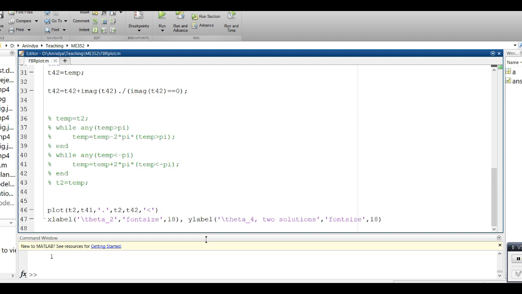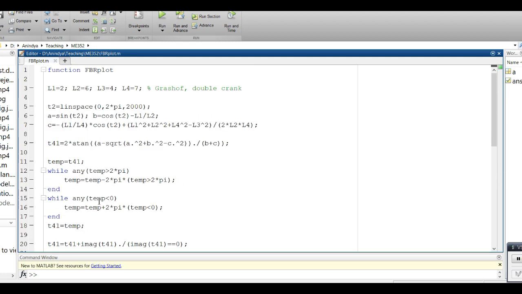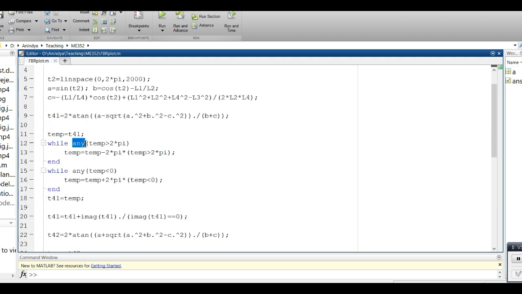Okay. So with that knowledge, let us come here. If any of theta 4 1 is more than 2 pi, then I will subtract 2 pi, but not from everything, only from those places where it is more than 2 pi, because this itself is a binary variable. Think about this code, you will understand what it is doing. Meanwhile, if any of theta 4, which I am calling temp, is less than 0, then I add 2 pi. And after this process is over, I reassign this temp back to T41.